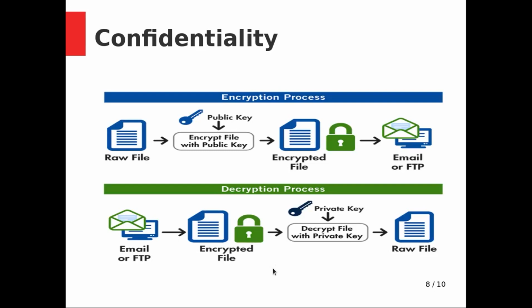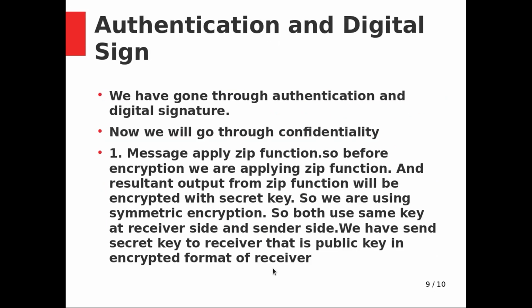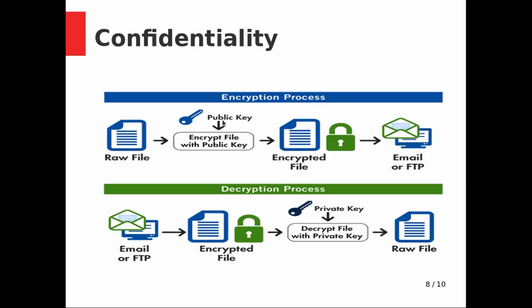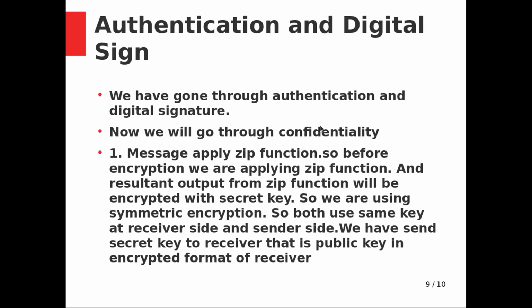Now the next part, confidentiality. Here is the diagram. Confidentiality means public key: the public key is used to encrypt the file and it is decrypted with the private key. We have gone through authentication and digital signature. Now we will go through confidentiality. For the message, apply the zip function. Before encryption we will apply the zip function and encrypt with the secret key.